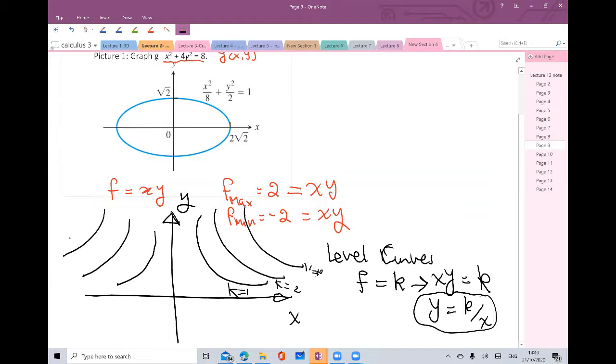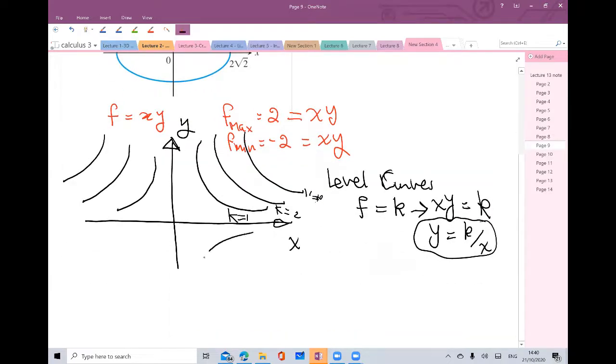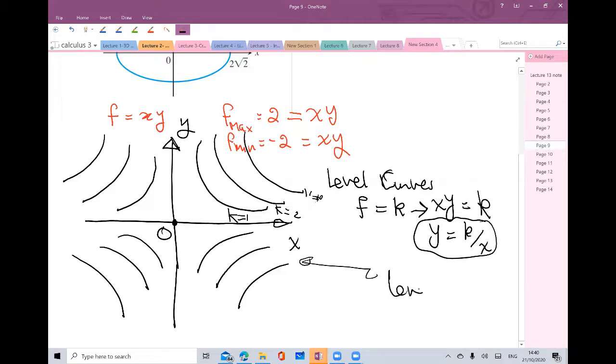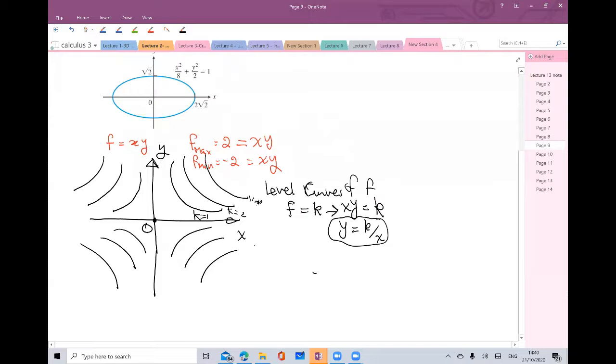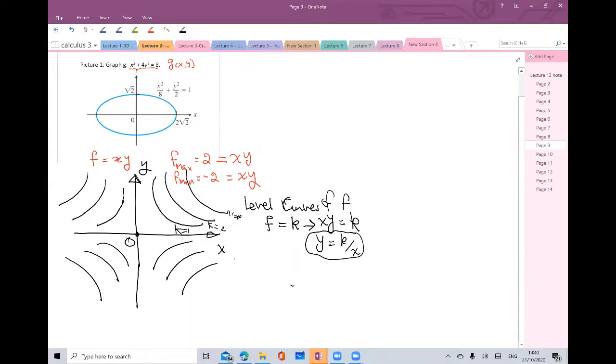If I have negative values for x, I get curves on the other side. If k is negative, I get these values. So for different combinations of positive and negative x and k, I get all these level curves. These black lines that I drew are the level curves of f. Where is the ellipse in all this? These are the level curves of f, but where is x squared plus 4y squared equals 8? That's the constraint.